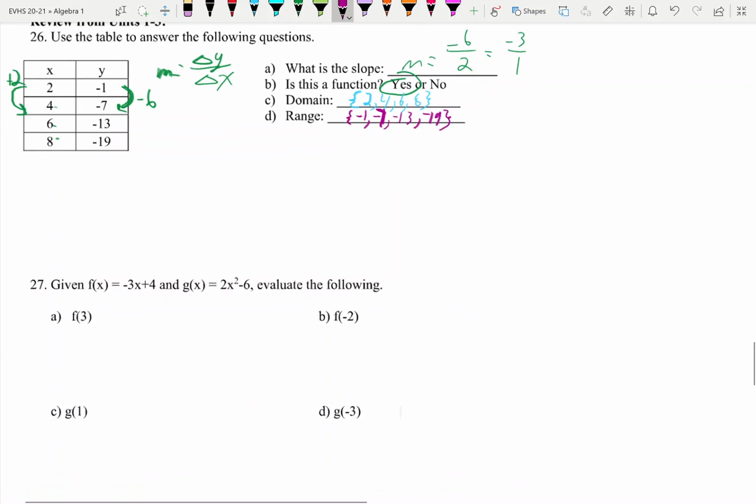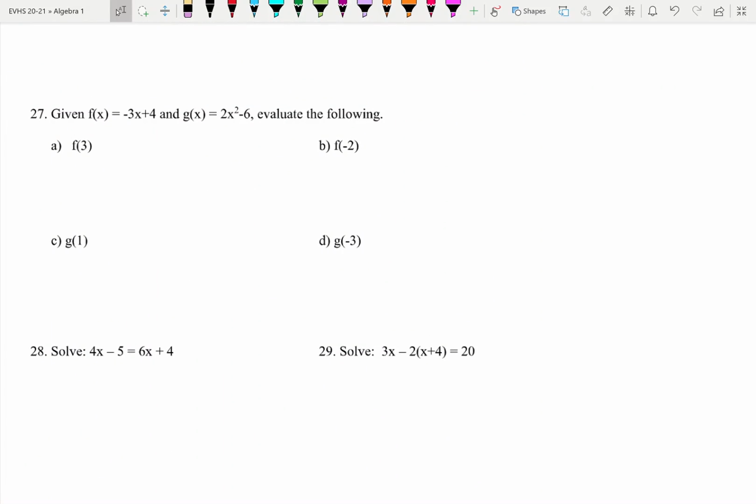Number 27, evaluate the following. F of 3. Now remember, all we're doing is substituting in, and we're taking f and plugging a 3 into where the x was. So f of 3 is going to be negative 3 times parentheses plus 4, and inside that parentheses we are going to put the number 3 because that was what is right there. Now we just evaluate. -3 times 3 is -9 plus 4, which is -5.